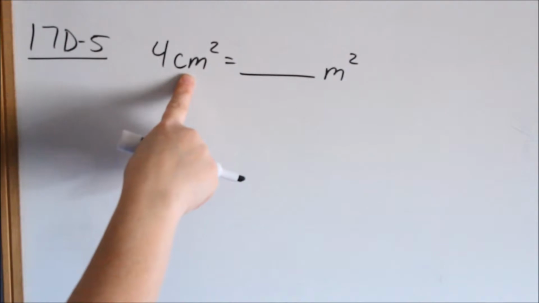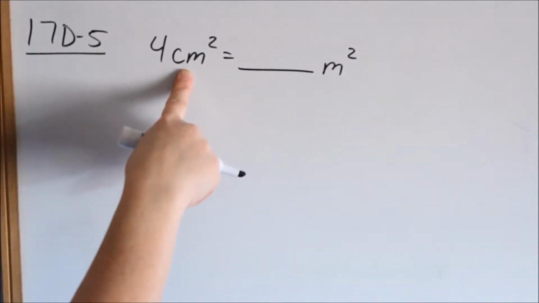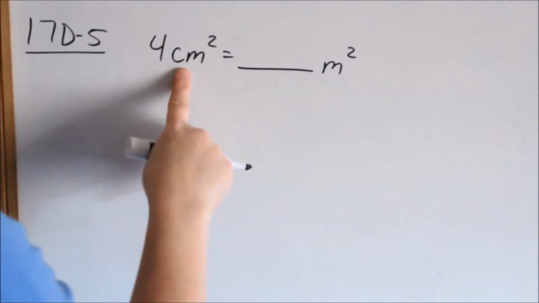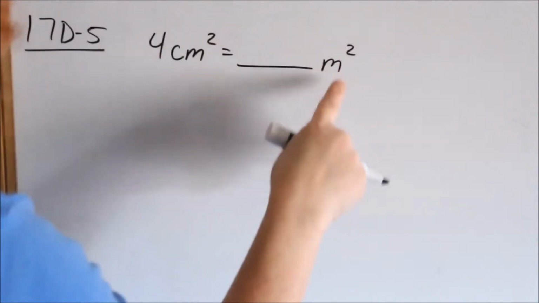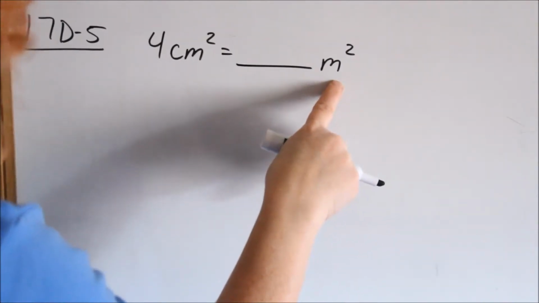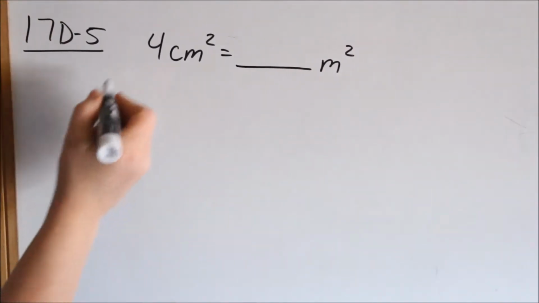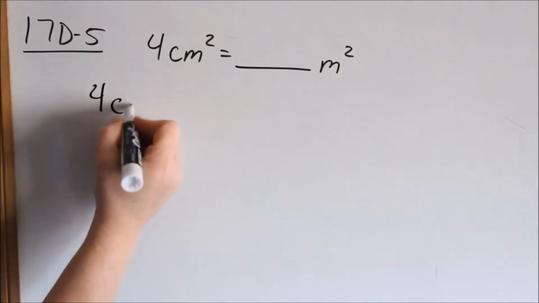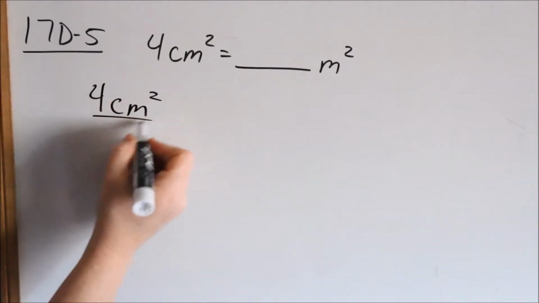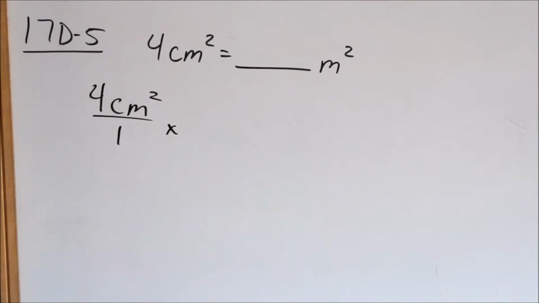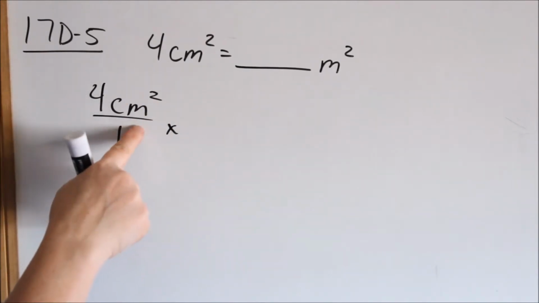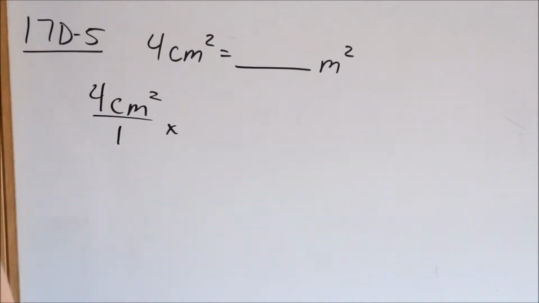Now we're converting square units and cubic units. So I have 4 square centimeters and I want to convert to square meters. Use the same principle for square centimeters over 1. I'm going to do this one way and then I'm going to do it another way.